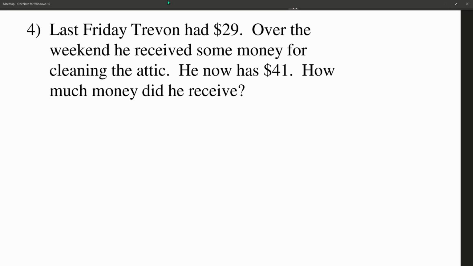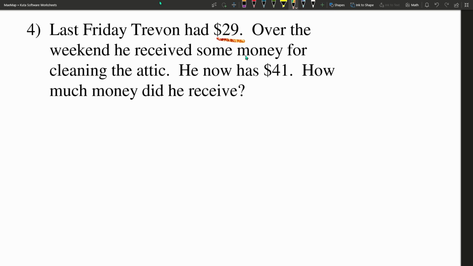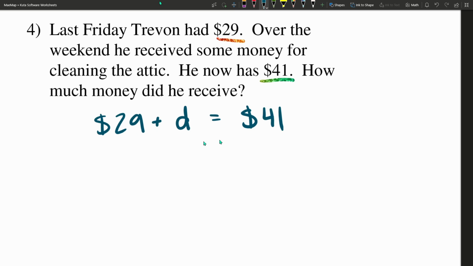For number 4, it says last Friday, Trevon had $29. Over the weekend, he received some money for cleaning the attic. He now has $41. How much money did he receive? All right, let's go ahead and highlight some stuff. We've got $29 that he started with, and he now has $41. How much money did he get to go from $29 to $41? $29 plus what amount? I'll write this as D. 29 plus D equals $41. This D is going to represent the amount of money that he received in order to get to that 41.